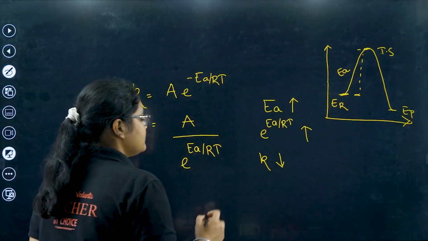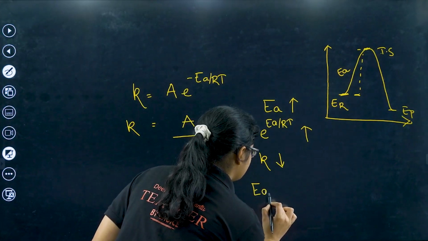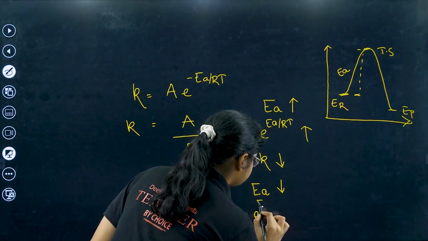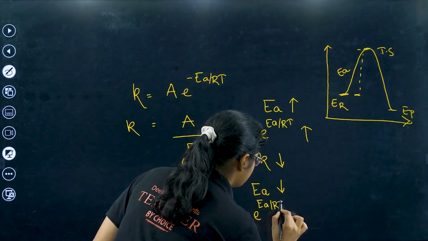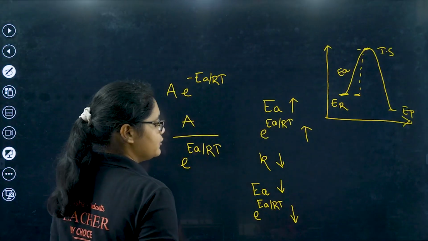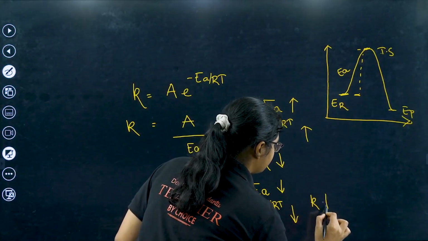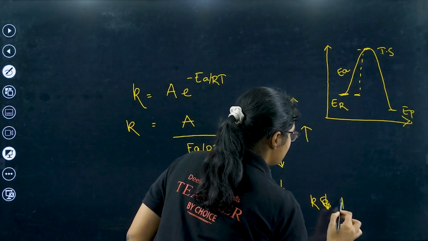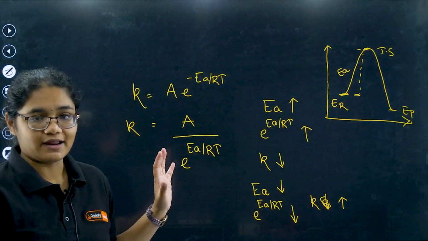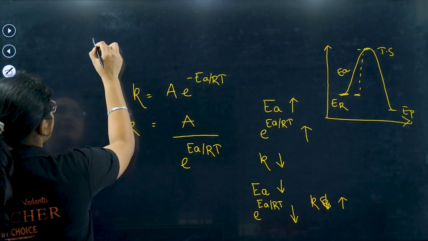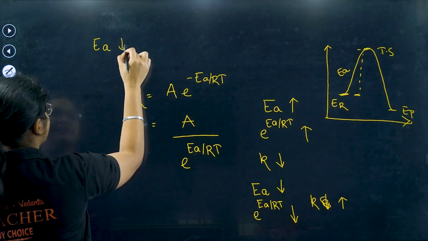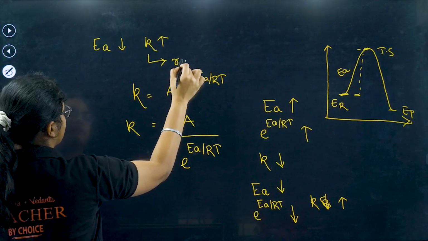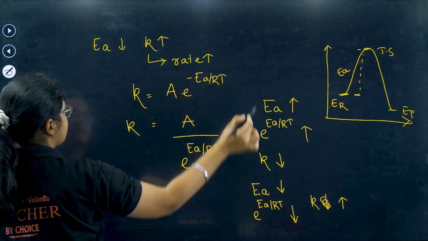At the same time, if the activation energy has a lesser value, then this whole fraction, e to the power of Ea by RT, will also have a lesser value, and finally K will have a higher value. So if activation energy is less, then the K value will be high. If the rate constant is high, then automatically the rate is also high, right?